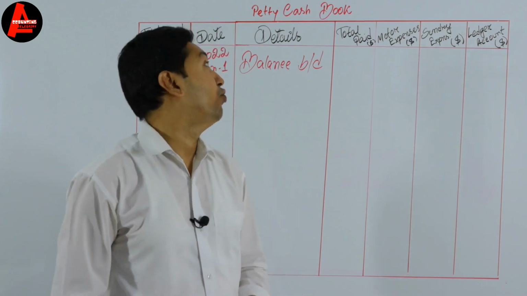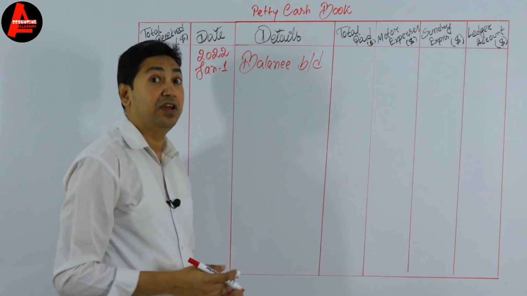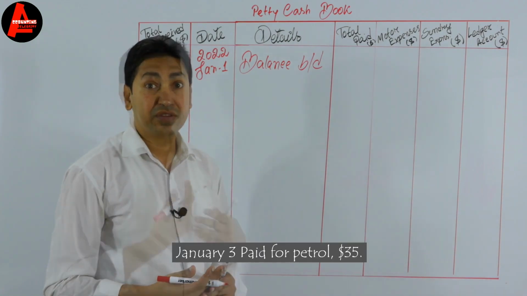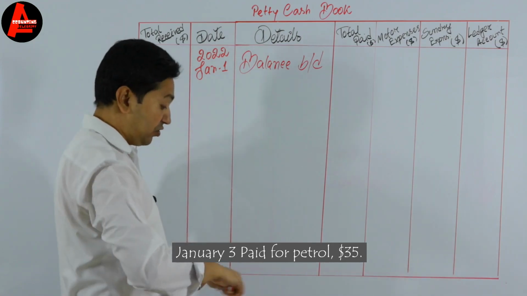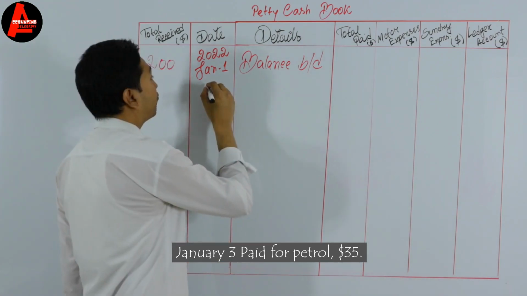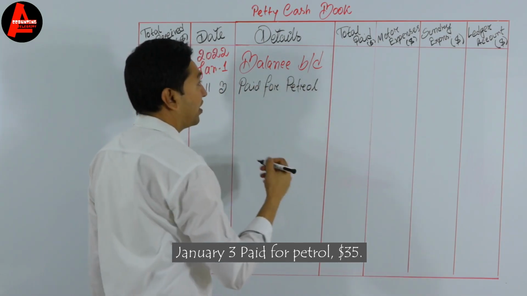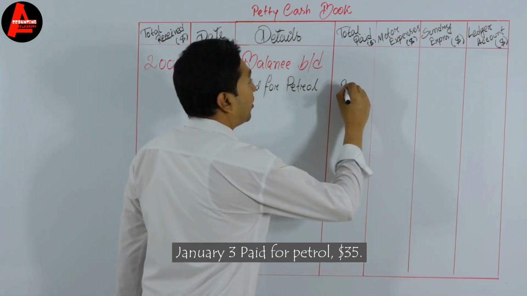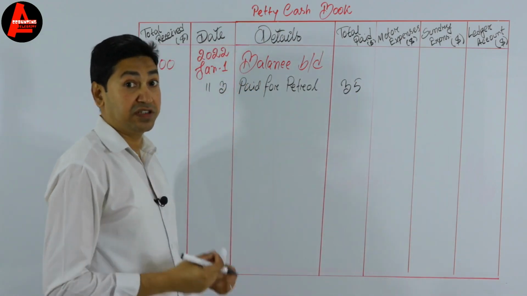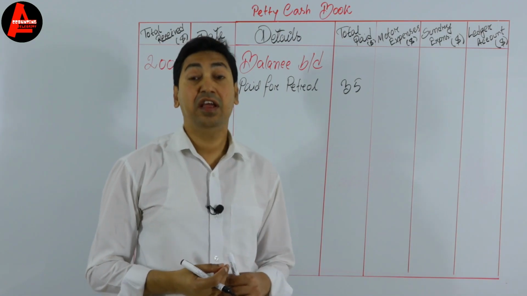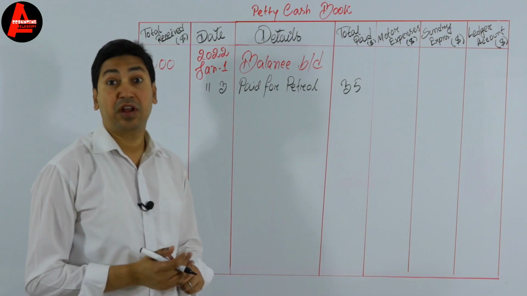Great. Now we need to record all the transactions one by one. We will record them on the details column. What was the first transaction? January 3, paid for petrol. The total amount is $35. We write it on the total paid column, because these are expenses. She paid these expenses, that's the reason we write in the total paid column.